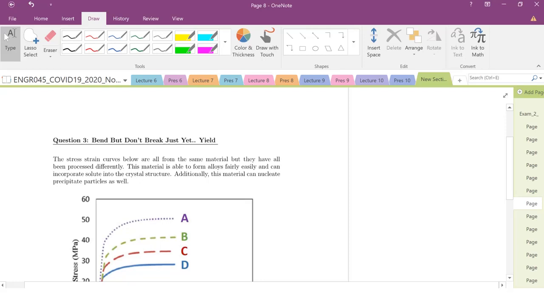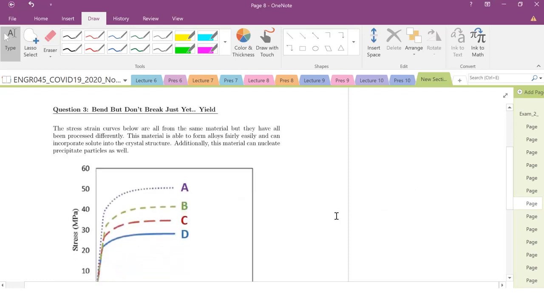So we're going to continue on with question 3, which is "Bend, don't break just yet, yield instead." This problem again is going to deal with essentially that second regime in our stress strain curve, so plasticity and strengthening mechanisms, and we're going to get into all of that right now. So let's read the problem.